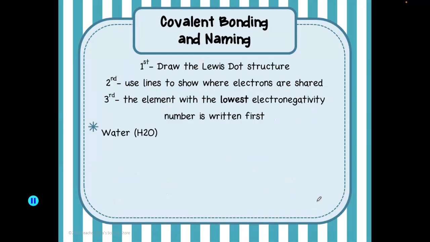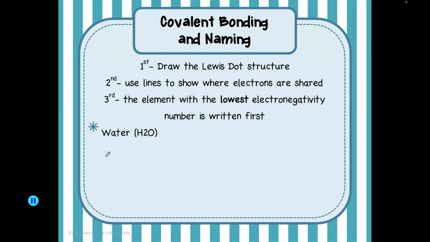All right. So there are 3 steps when we bond. The first step is we're going to draw out the Lewis dot structure. Then we're going to use lines to show where the electrons are shared. And then the element with the lowest electronegativity number is written first. And that has to do with this part, the molecular formula or the chemical formula for the compound.